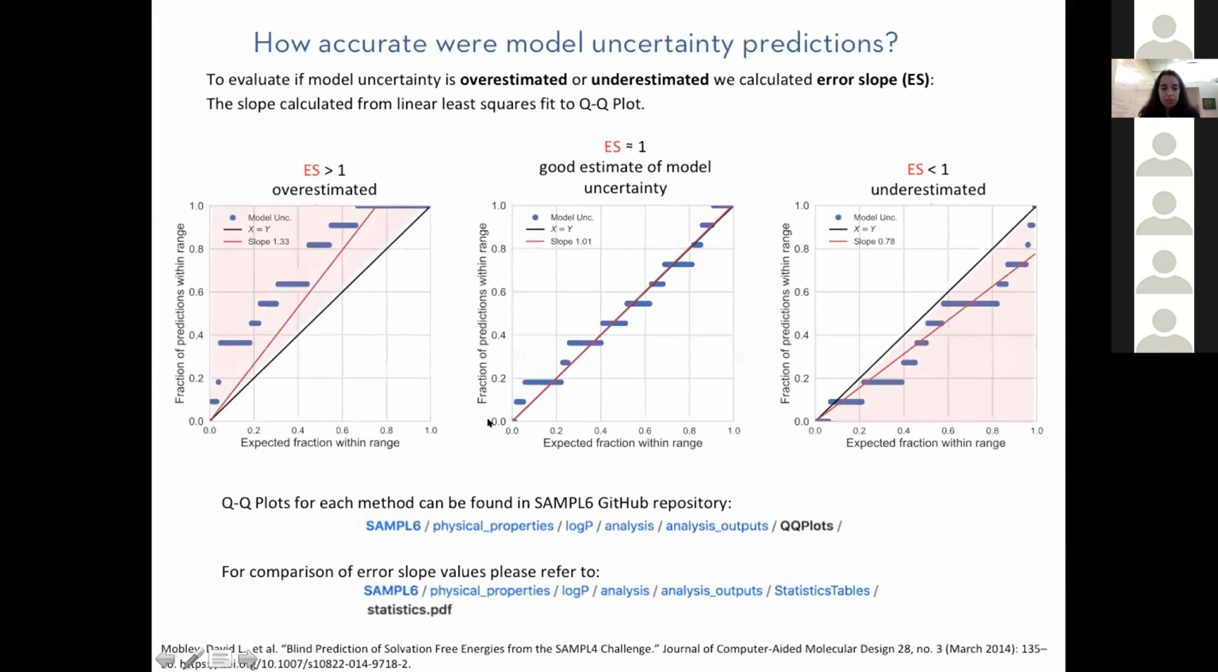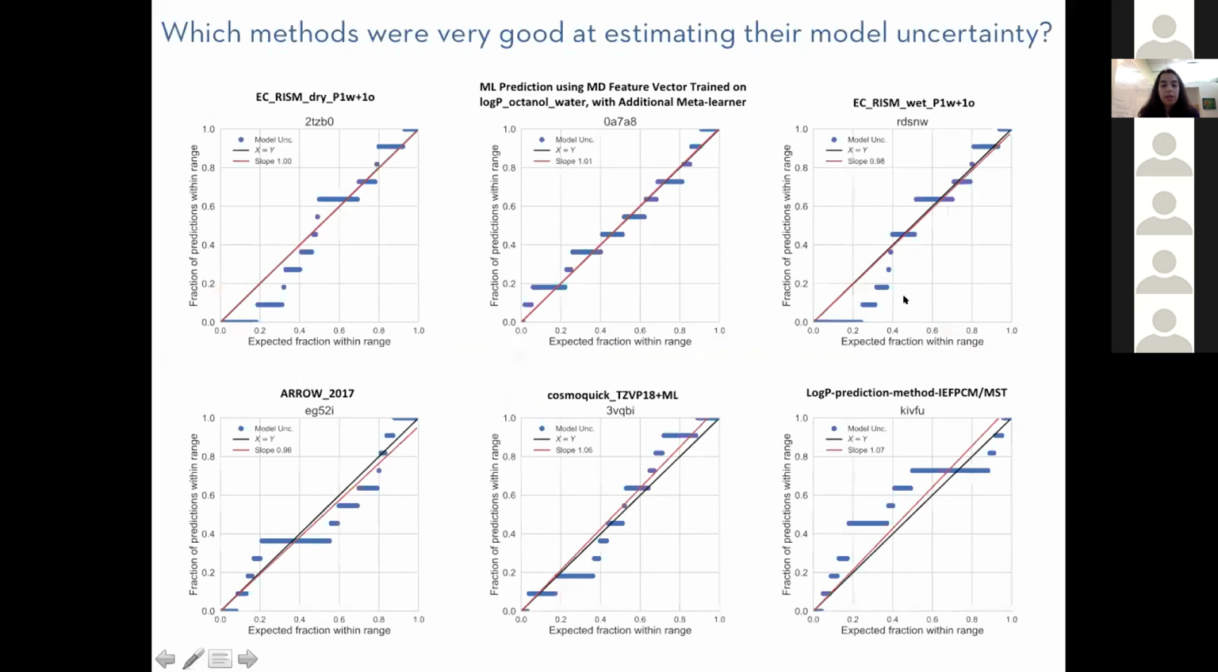QQ plots for each method can be found in this link. And if you would like to see the error slope values for each method and compare them, you can refer to the statistics PDF, which is also in the GitHub repository for SAMPL6. Here I'm showing 6 methods that were very good at predicting their model uncertainty as judged by the error slope, which are close to the value 1.